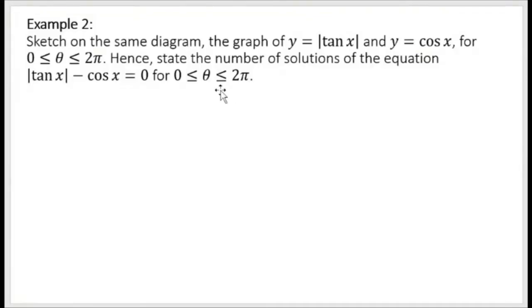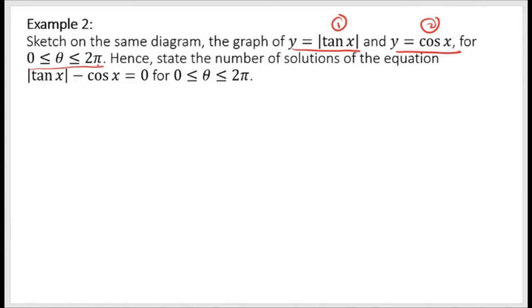And now another example, example 2. The extra example, I'd like you to try to do this question. Example 2, sketch on the same diagram the graph of the first equation, then the second graph, y equal to cos x. It gives you the range from pi to 2 pi radian. Then state the number of solutions of the equation.